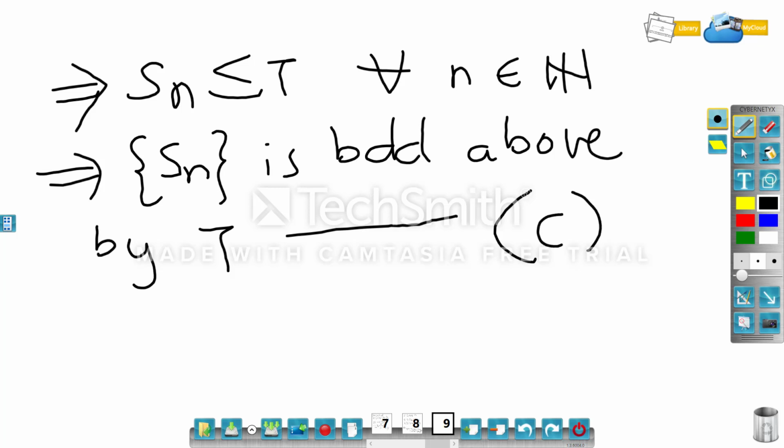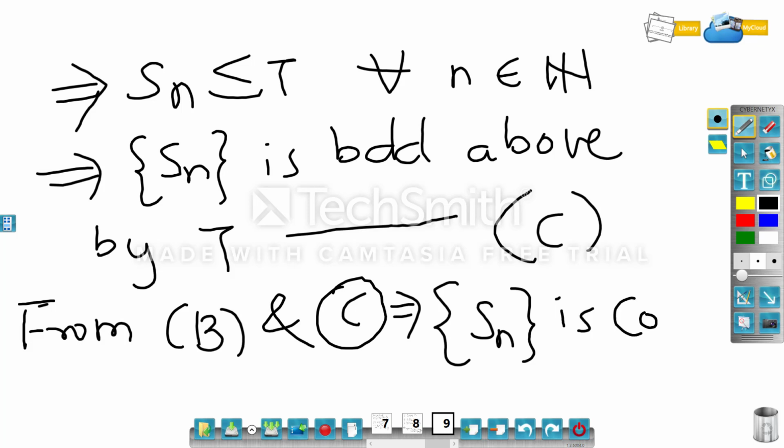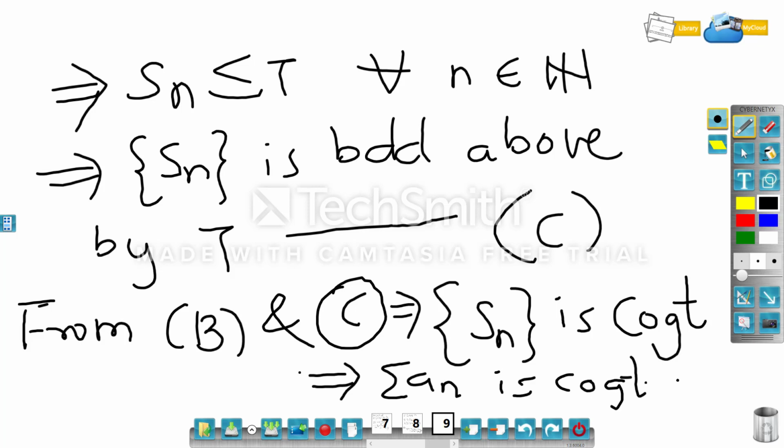So from B and C we can straight away say that the sequence Sn is convergent. And if the sequence Sn is convergent, then the corresponding series an is convergent, which completes part 1 of the proof.